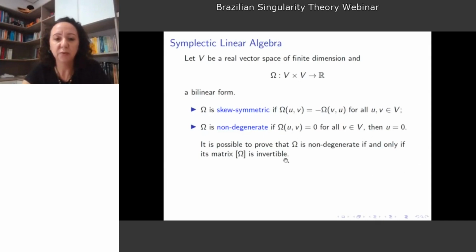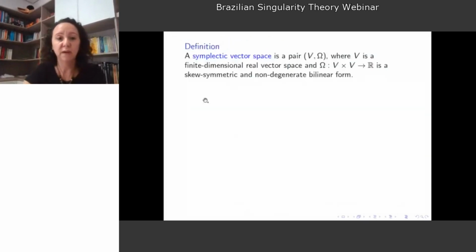Another way to rewrite the non-degenerate definition is that it is possible to prove that the bilinear form is non-degenerate if and only if its matrix is invertible. So this is the hypothesis necessary to define a symplectic vector space: a vector space with a bilinear form that is skew-symmetric and non-degenerate.